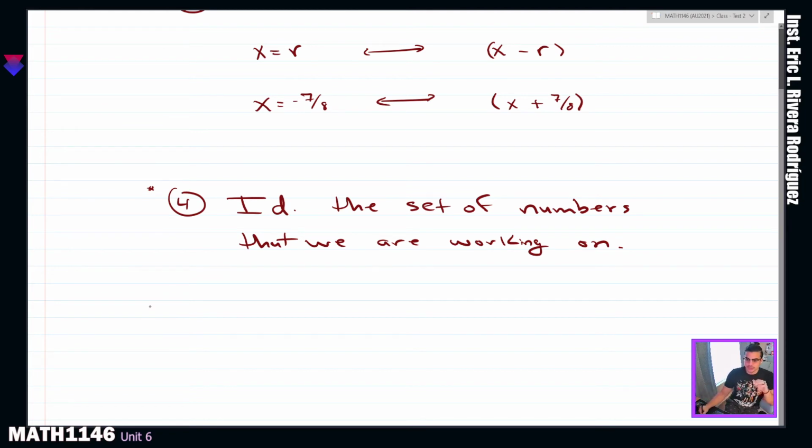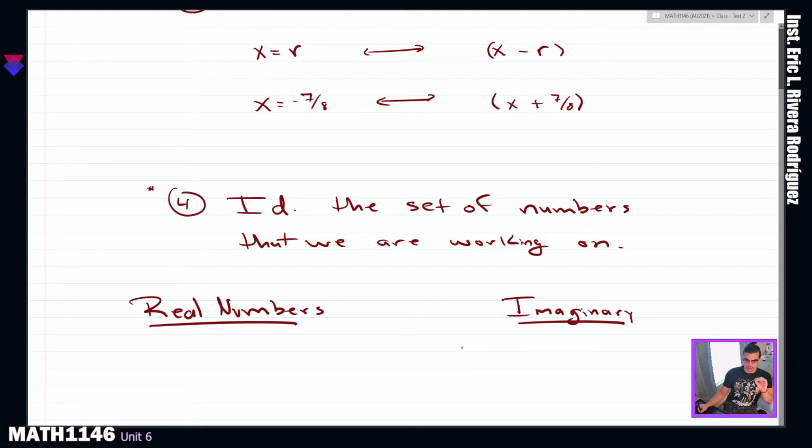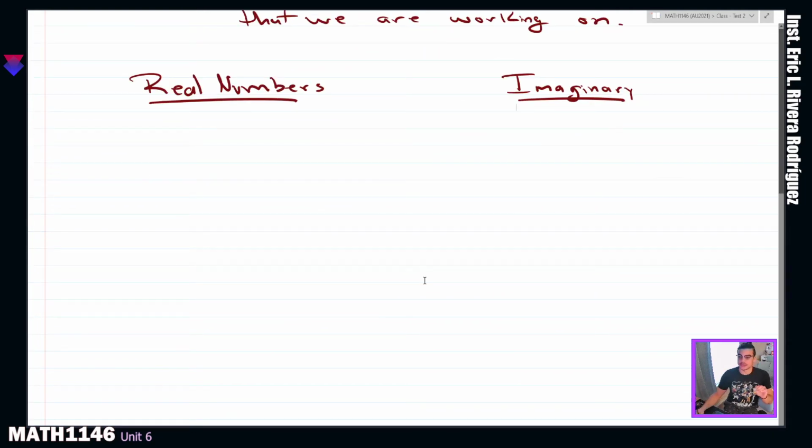So let's first split these two sets into the two main sets that we are working on: real numbers and imaginary numbers. Okay, so these are the two main sets that we are going to be working on. Real numbers split into two subgroups: rationals.